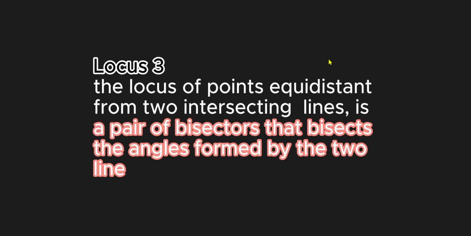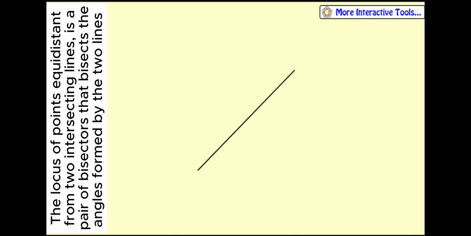Look at Locus 3. The locus of points equidistant from two intersecting lines is a pair of bisectors that bisect the angles formed by the two lines. Okay? Let us now look at this. We have a line AB.